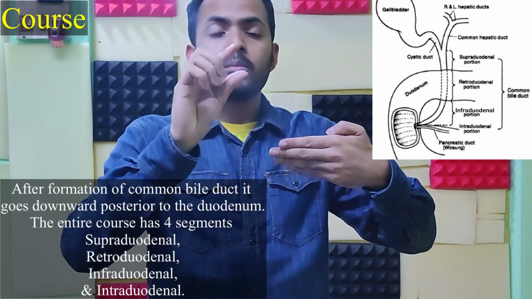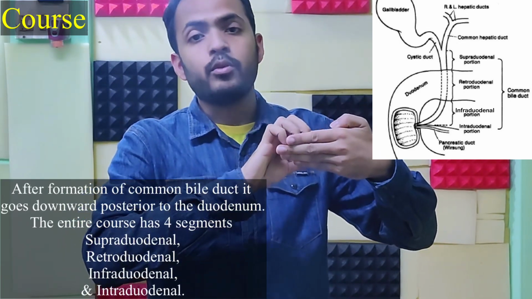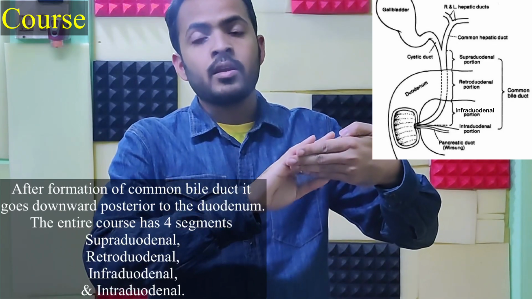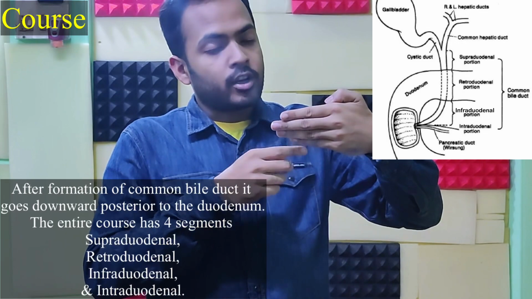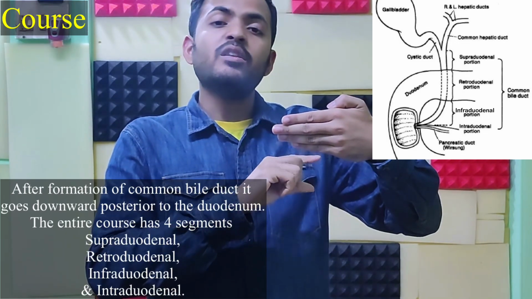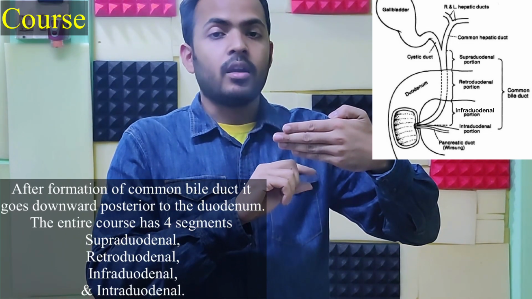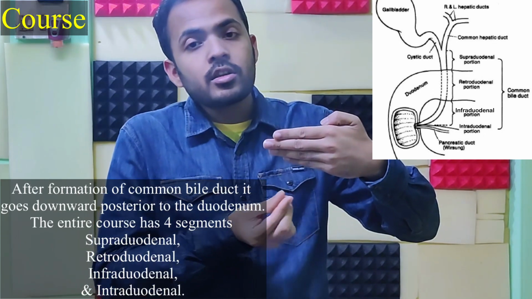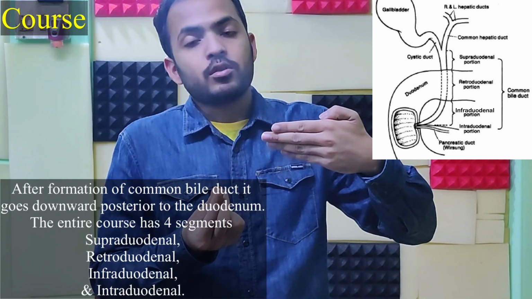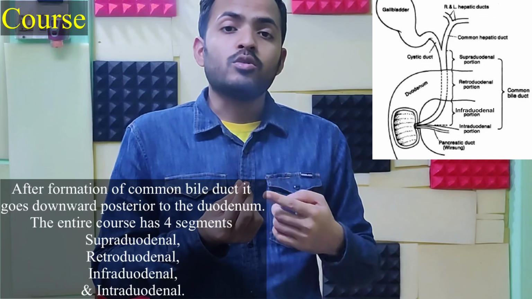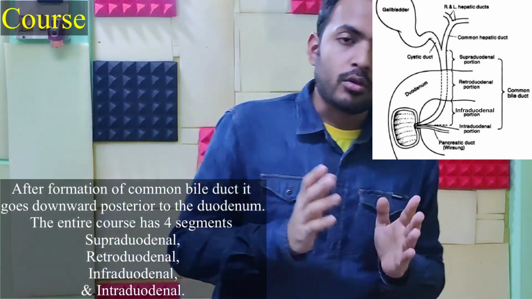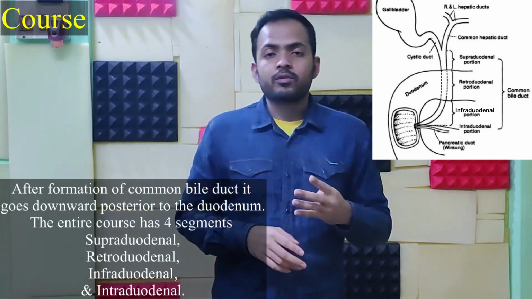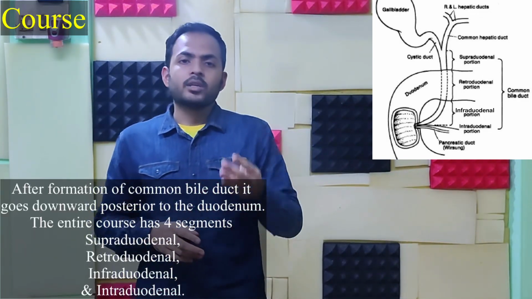The segment that remains behind the first part of the duodenum, we call the retroduodenal part. The segment that remains inferior to the first part of the duodenum is known as the infraduodenal part, and then it enters into the second part of the duodenum. When it goes inside the second part of the duodenum, we call it the intraduodenal part. So this is the fourth station of the course of the bile duct.